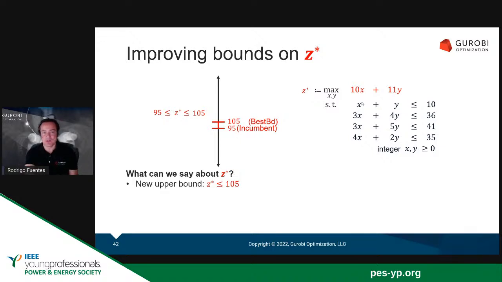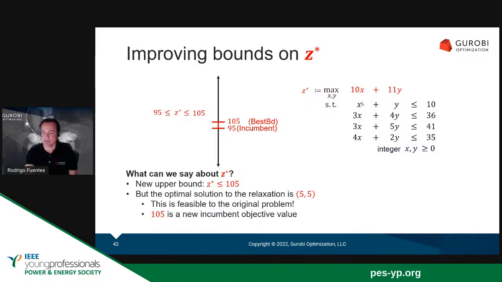But we also know that the solution to the relaxation is integer. And because it's integer and it's better than what we had before, which was 95, 105 becomes our new incumbent. And because the incumbent and the bound have the same value, we have found the solution to our problem, because in that case, the gap is equal to 0. So the solution of this problem is 5 chairs and 5 stools.